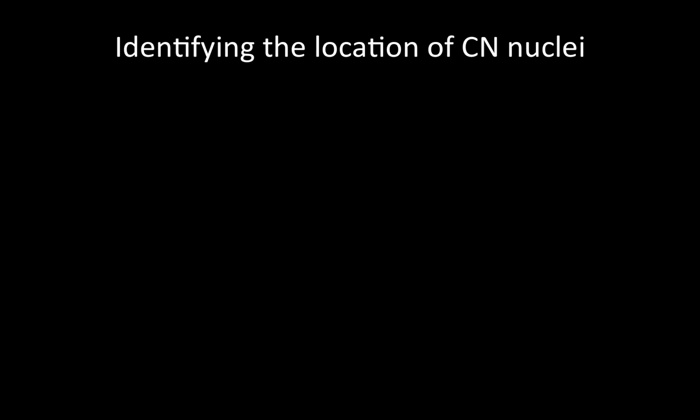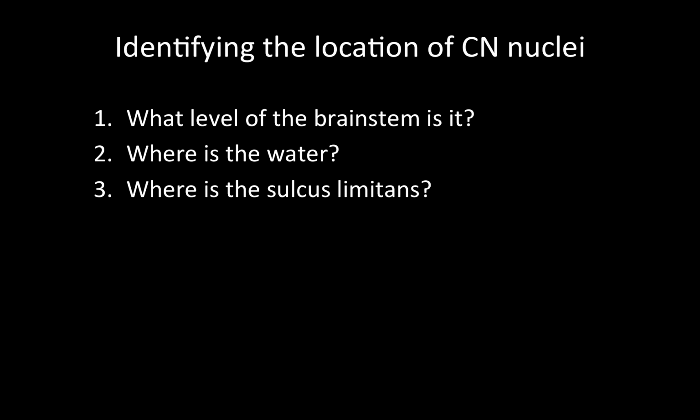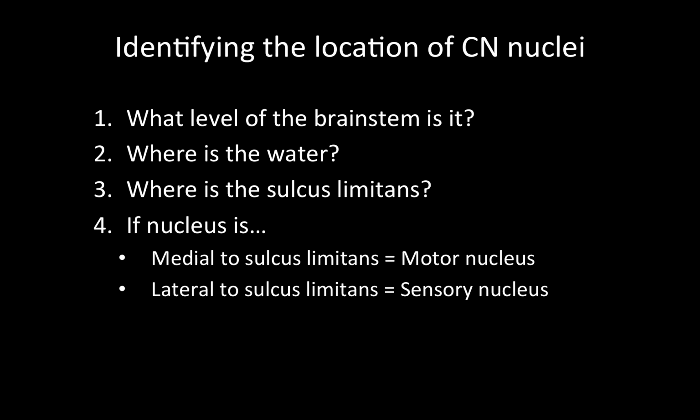In identifying the location of cranial nerve nuclei, here are a few things to keep in mind. What level of the brainstem is it? Every time we cover a nucleus, we're going to look at a level of the brainstem and ask, what level is it and how do you know? Where's the water, meaning where's the ventricular system and the CSF? Where's the sulcus limitans? If a nucleus is medial to the sulcus limitans, we're talking about a motor nucleus. If it's lateral to the sulcus limitans, we're talking about a cranial nerve sensory nucleus.